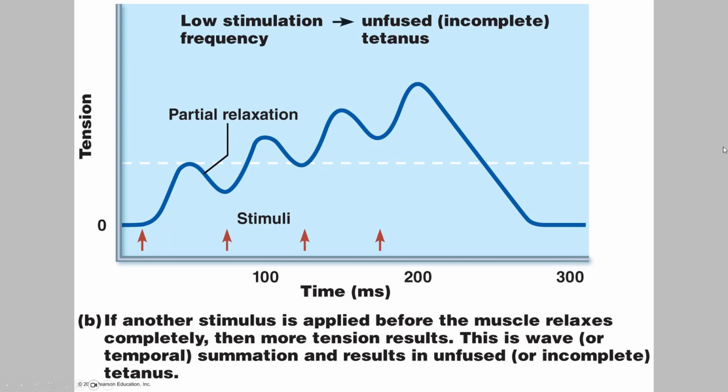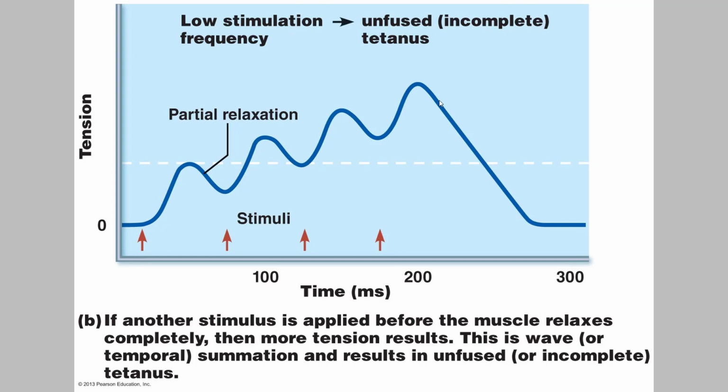Okay, in this image, we see the red indicates when the stimuli are sent. We have stimulus. We start to get a little bit of a contraction. We start to relax, but before we come all the way back to relaxation, we send another stimulus. So starting from that point, we get another bit of tension developing, start to relax before we come back down, another stimulus. So this is essentially wave summation. Remember wave summation from nerves? This is wave summation in a muscle. The result is something called incomplete tetanus.